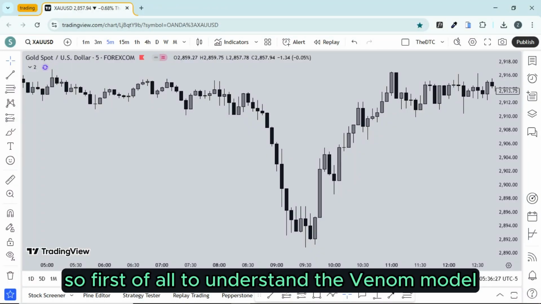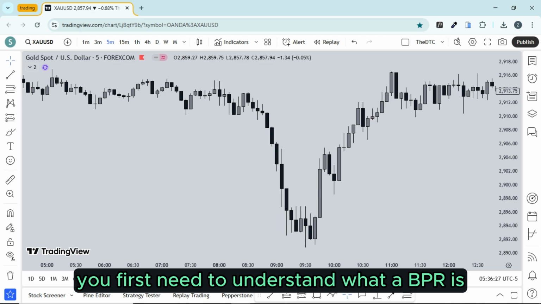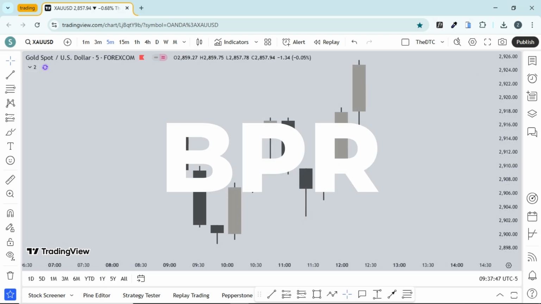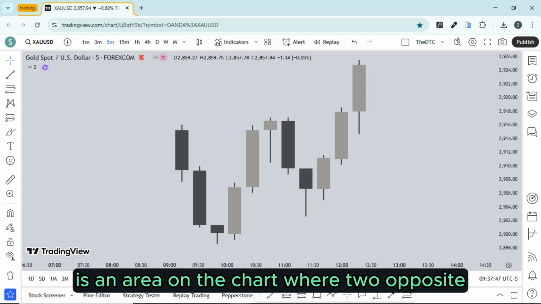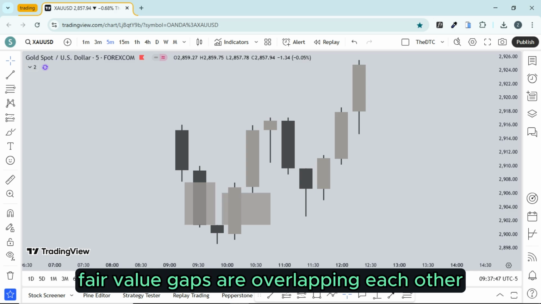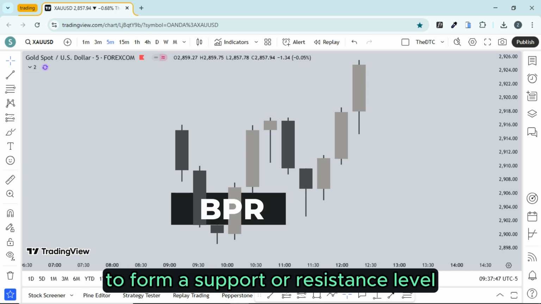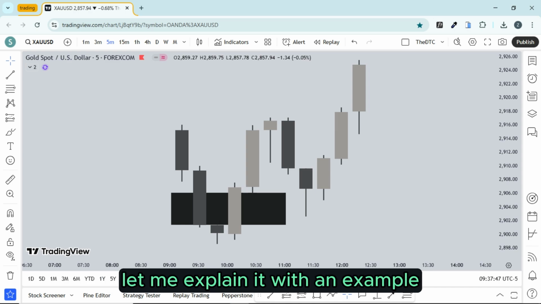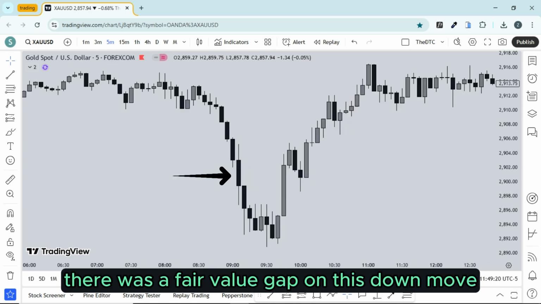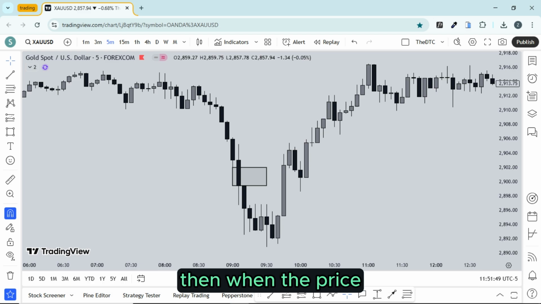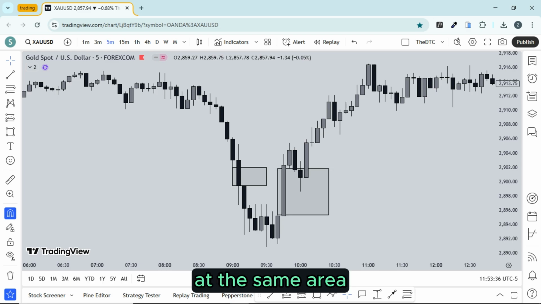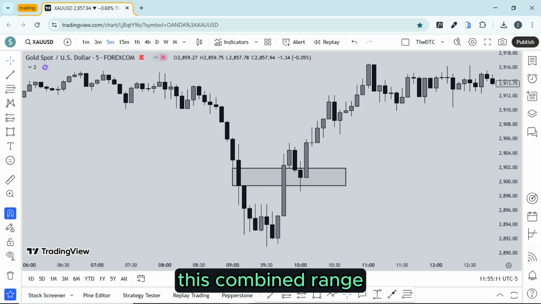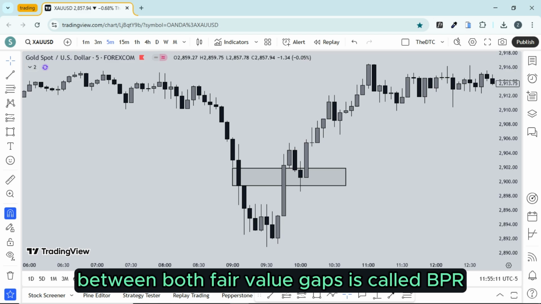So, first of all, to understand the Venom model, you first need to understand what a BPR is. BPR, short for Balanced Price Range, is an area on the chart where two opposite fair value gaps are overlapping each other to form a support or resistance level. Let me explain it with an example. If you look here, there was a fair value gap on this down move. Then when the price changed its direction to upside, it created another fair value gap at the same area, or price range, whatever you want to call it. This combined range between both fair value gaps is called BPR.